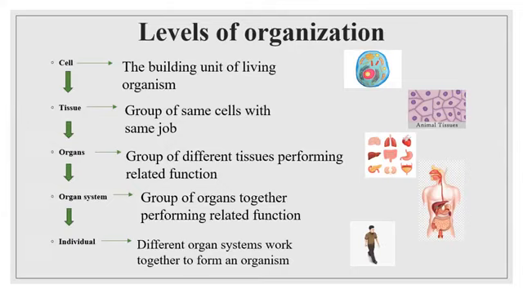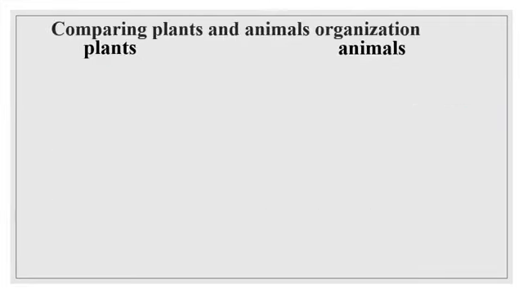And when organs join together, they form an organ system. So an organ system can be defined as a group of organs together performing related functions. Such as you can see the digestive system, it has different organs like mouth, esophagus, liver, intestine, etc. When these organ systems join together, they make an individual or a complete organism. So we can define an individual or an organism as different organ systems working together. Now let us compare plants' and animals' organizations side by side.